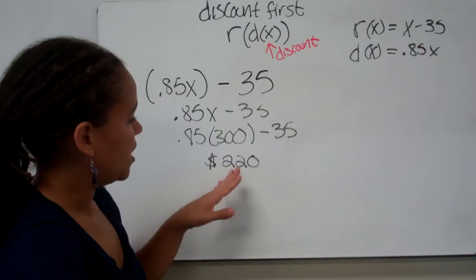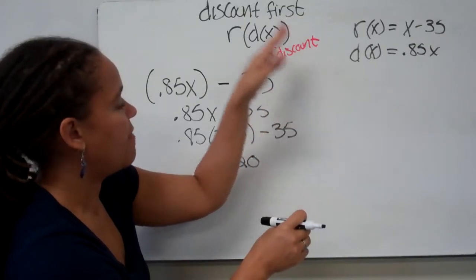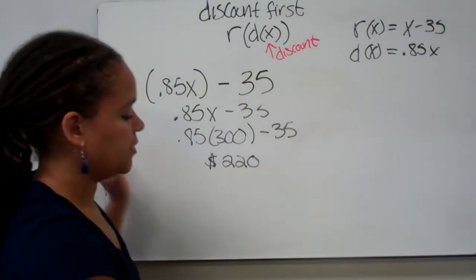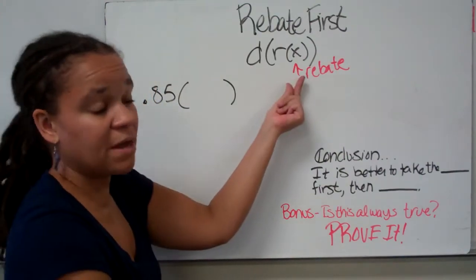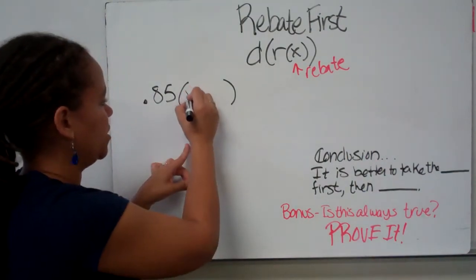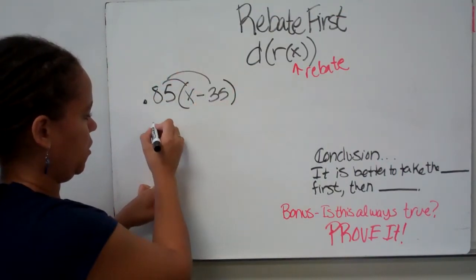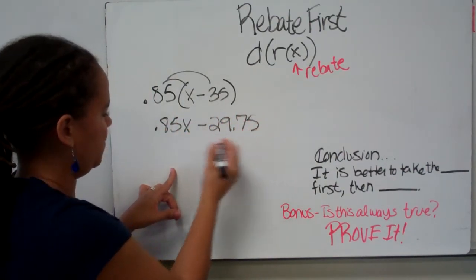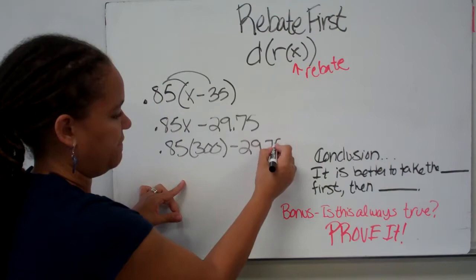So that's how much it would cost you for the audio player if you took the discount first and then did the rebate. All right, now let's look at the other way. Let's do the rebate first and then the discount. Keep that number 220 in your mind. So let's do the rebate first on the inside and then do the discount. So we have 0.85 times the rebate, which is x minus 35. If we simplify this, you would end up with 0.85x minus 29.75. 0.85 times the $300 that it cost minus 29.75.